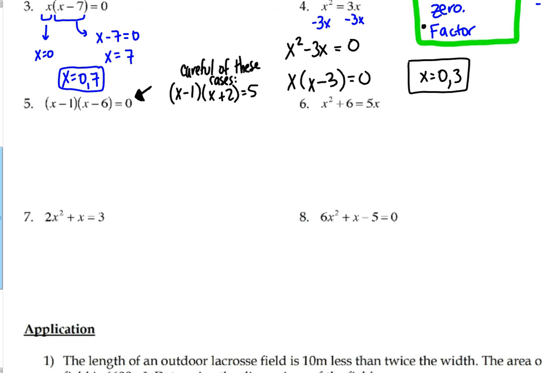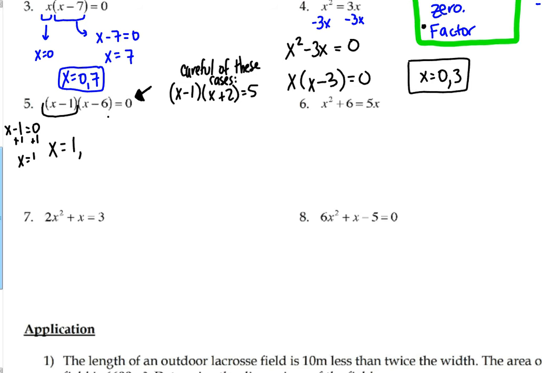Okay, that means you'd have to actually FOIL it out, and then bring the 5 over and make one side a 0, and then refactor. But we're equal to 0, so this should be easy. What values of x? So the first factor, what value of x would make that 0? 1, so it's always the opposite sign. You could even, if you want, set it up as x minus 1 equals 0, add 1. So the answer is x equal to 1.